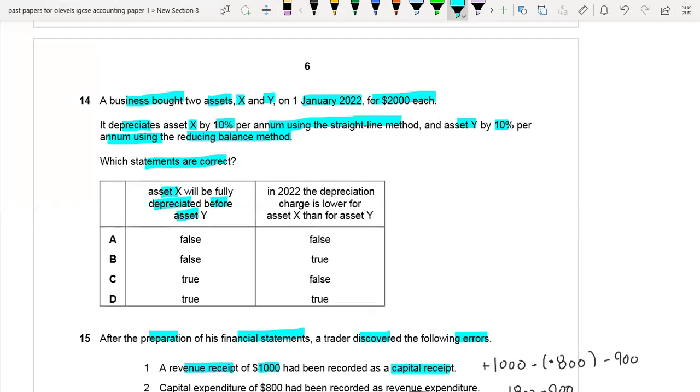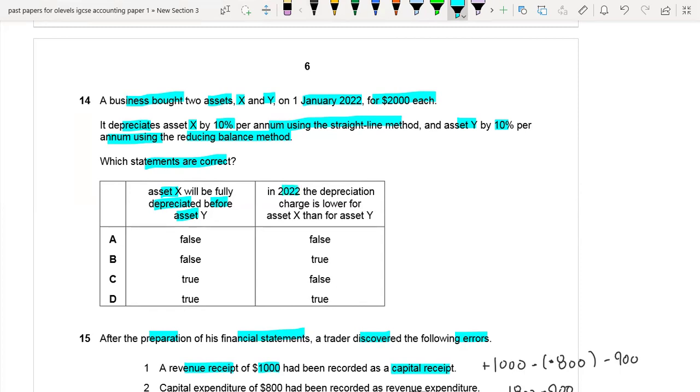For asset X, we are using the SLM. Okay, and for asset Y, we are using the RBM. So we know that by using the straight line method, your asset will be depreciated faster than with the RBM, because in the straight line method, your asset will be depreciated by the same amount each year, but in the RBM, your asset would not be depreciated fully to zero. So that's why we can say that yes, asset X will be fully depreciated before asset Y.